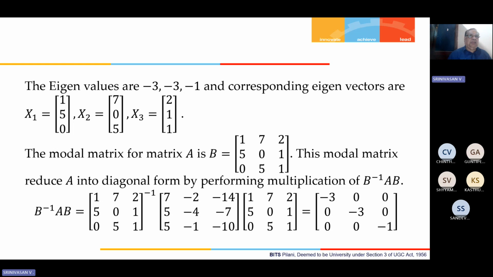So in the next assumption, I'm making x2 0. Same equation, I'm making x2 0 so that I will get 7, 5 to be the other elements. That's how you are getting the corresponding eigenvectors.